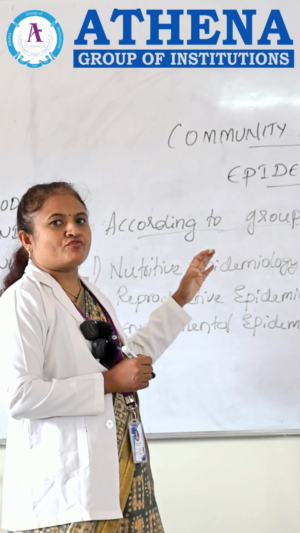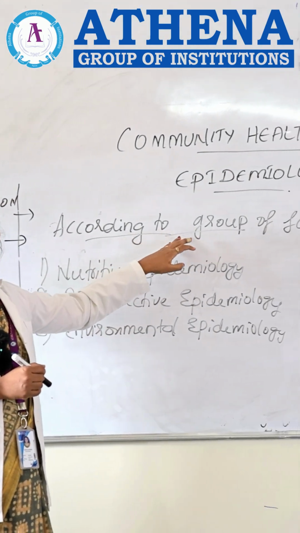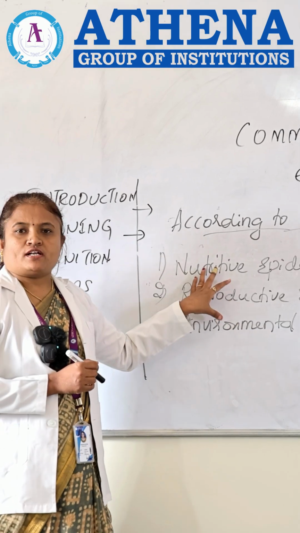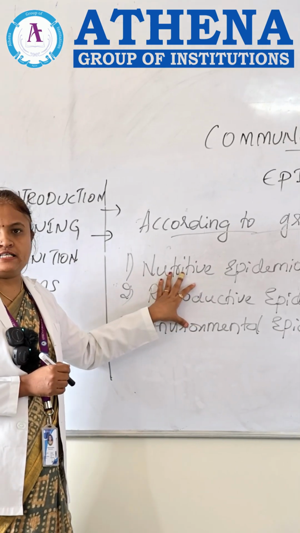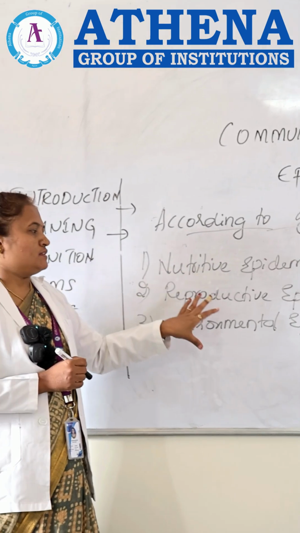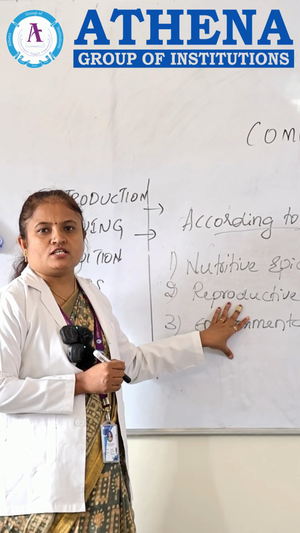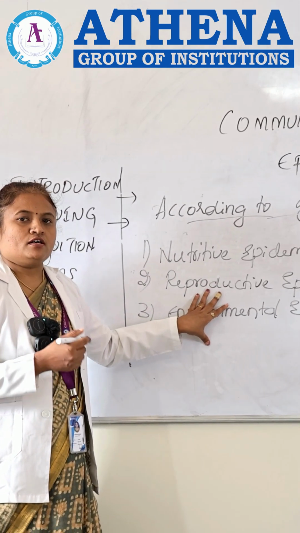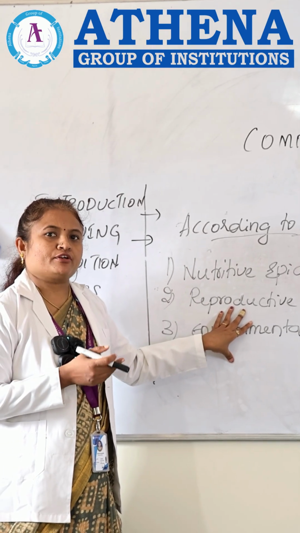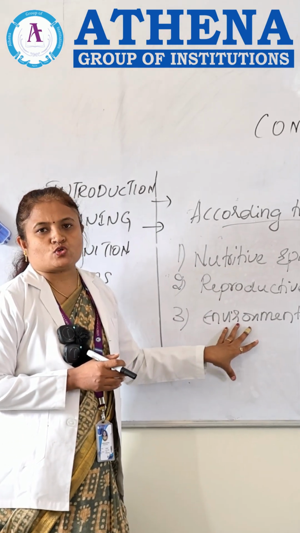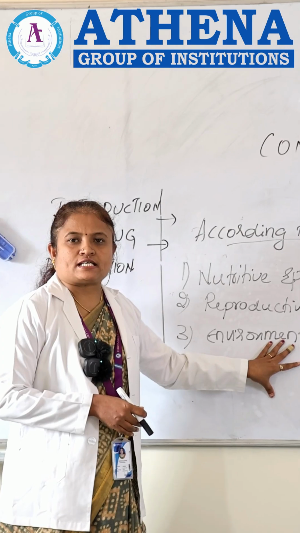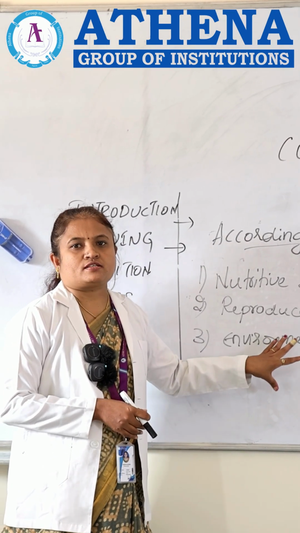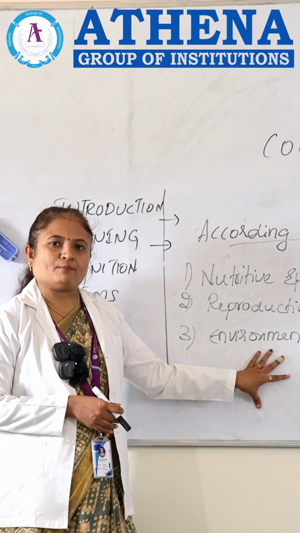The other classification of epidemiology is according to the group of factors. According to the group of factors we have three types of epidemiology. One is nutritive epidemiology, which deals with nutritional problems. The second is reproductive epidemiology, which deals completely with the reproductive system and the diseases that happen because of it. The last one is environmental epidemiology. This deals completely with the disease agents present in the environment, which are the reason for causing many diseases in the human population.